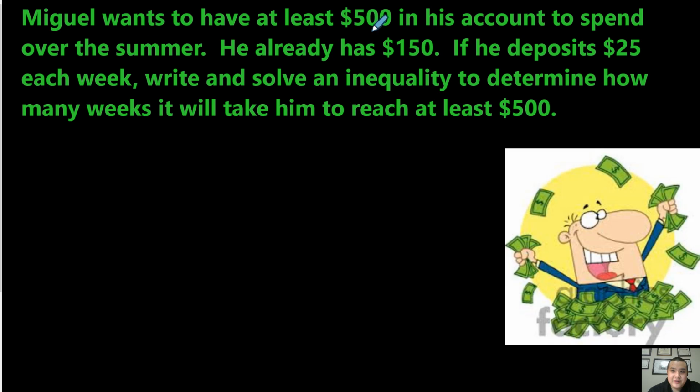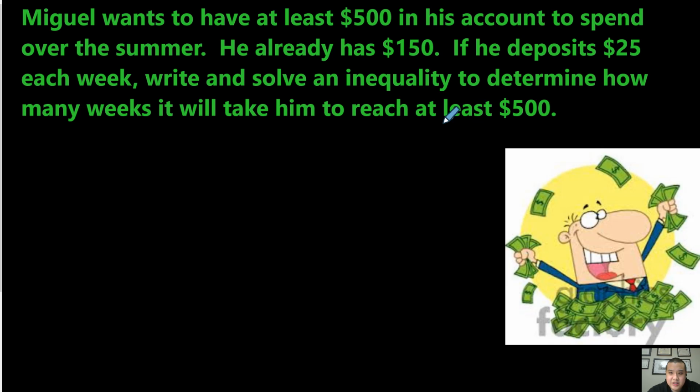Miguel wants to have at least $500 in his account to spend over the summer. He already has $150. He deposits $25 each week. Write and solve an inequality to determine how many weeks it will take for him to reach at least $500.